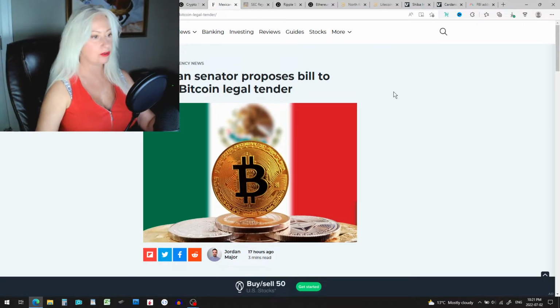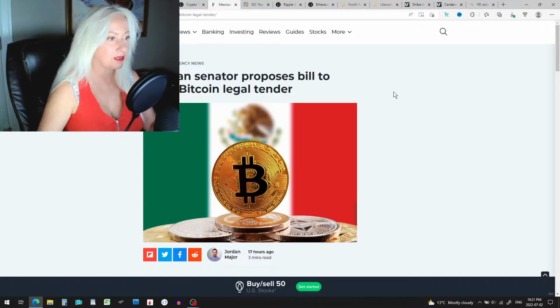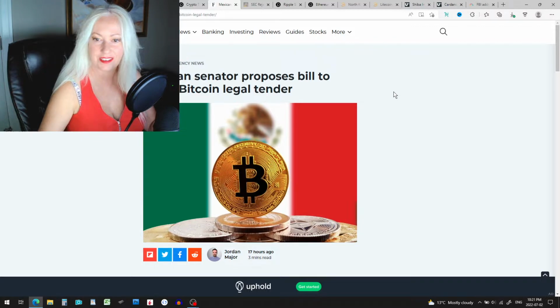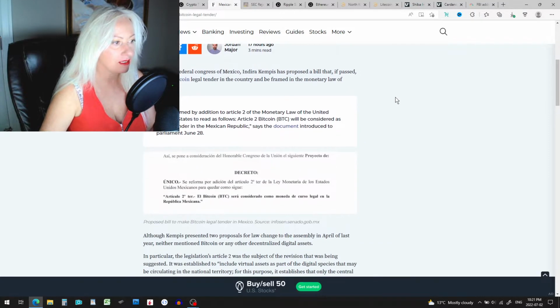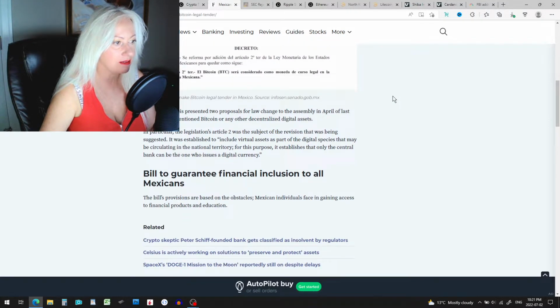It's like, oh, it's the end of crypto. Oh, you know what? No, it's not. You're just trying to shake out the lettuce hands so that they sell off their Bitcoins and you can buy it lower. I know your game. So Mexican senator proposes bill to make Bitcoin legal tender. Well, that's really good.